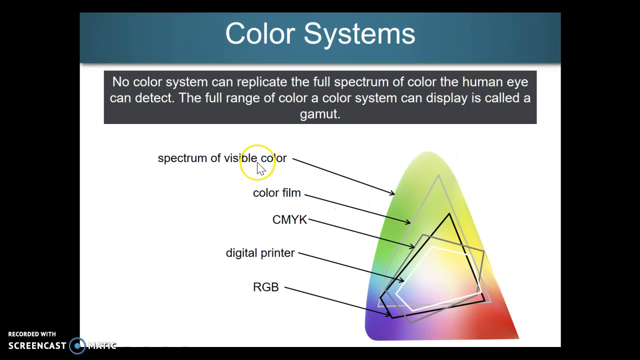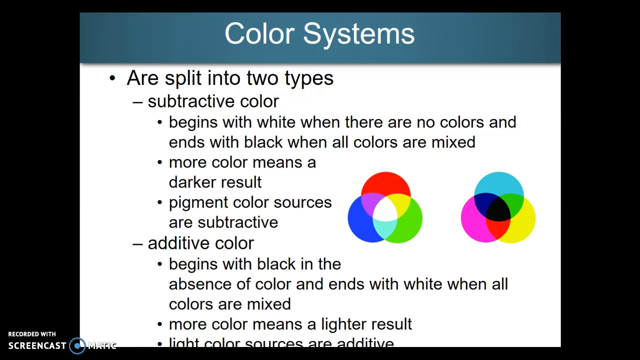So here it breaks it down to spectrum of visible color, color fill, CMYK, here's the digital printer, and the RGB. They're split into two types. A subtractive color begins with white when there are no colors and ends with black when all the colors are mixed, like here. More color means a darker result. Pigment color sources are subtractive. So it actually goes darker when you subtract.